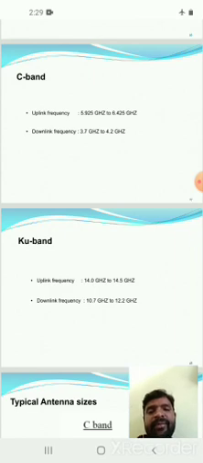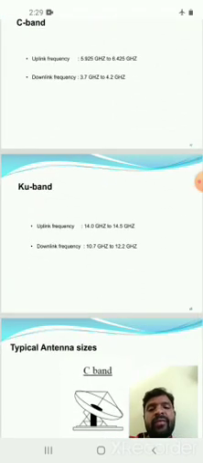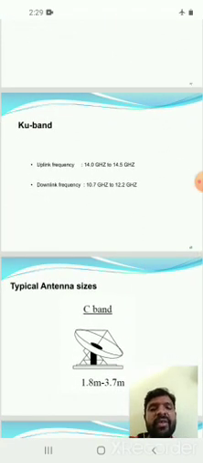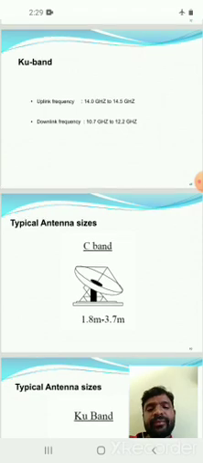C band and Ku band. For C band, the uplink frequency is 5.925 to 6.425 GHz, approximately 6 GHz. The downlink frequency is 3 GHz to 4 GHz, approximately 4 GHz. For Ku band, the uplink frequency is 14 GHz to 14.5 GHz, and the downlink frequency is 10.7 GHz to 12.2 GHz, approximately 12 GHz.